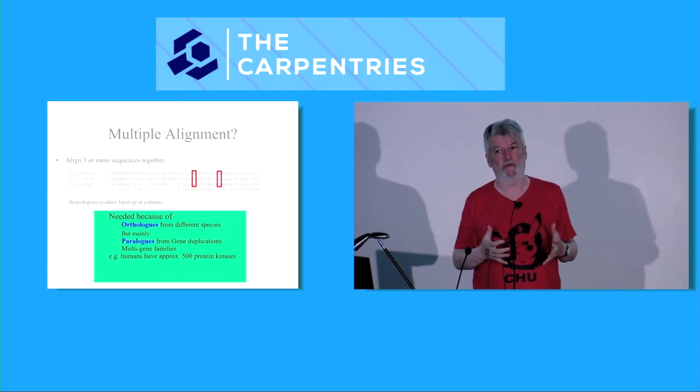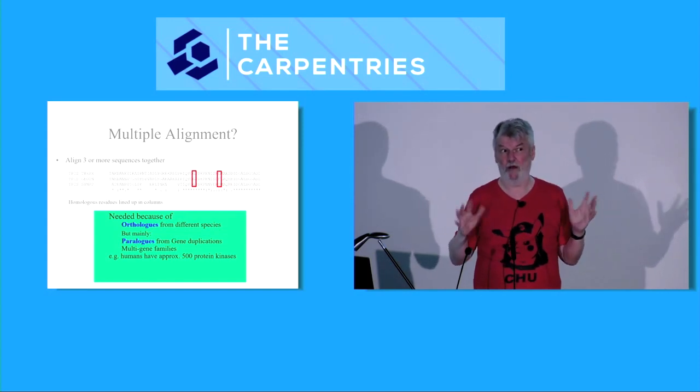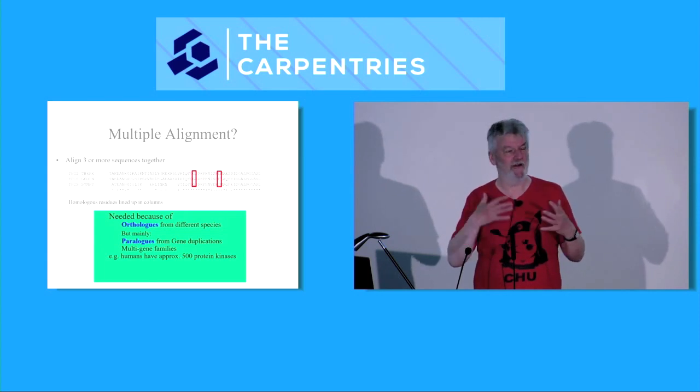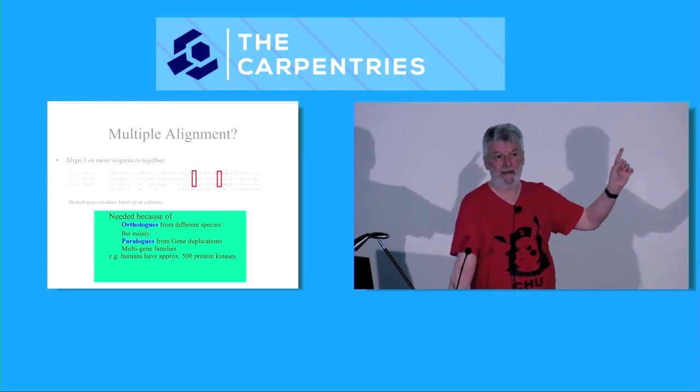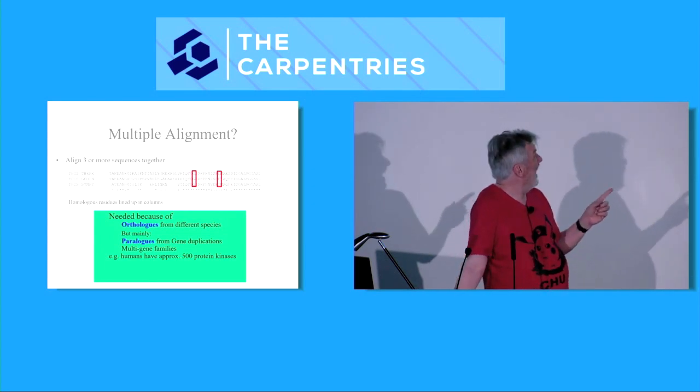So you get gene duplications, which when I started studying this, I thought, well, they're the sort of odd man out. They're the unusual case. Actually, by far, the biggest reason why we need multiple alignments is because of the gene duplications and the protein duplications. And that's called paralogy.